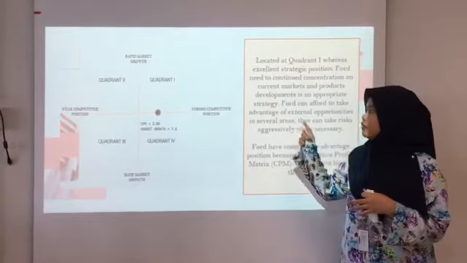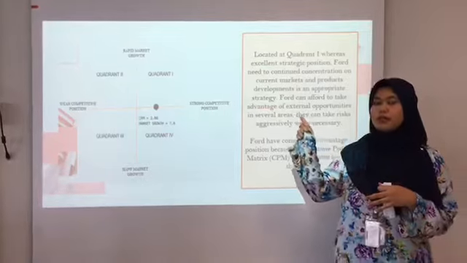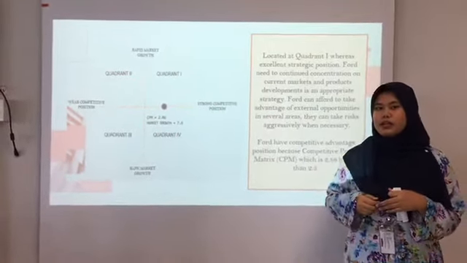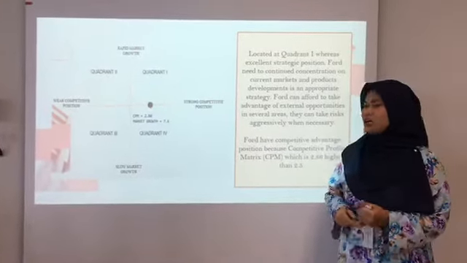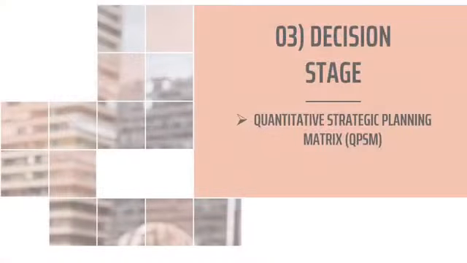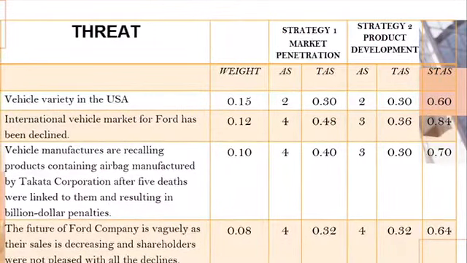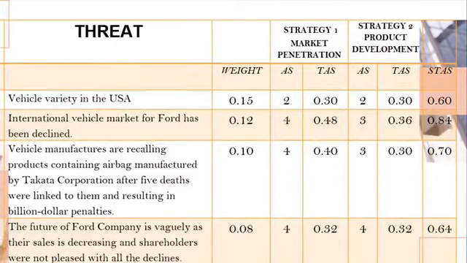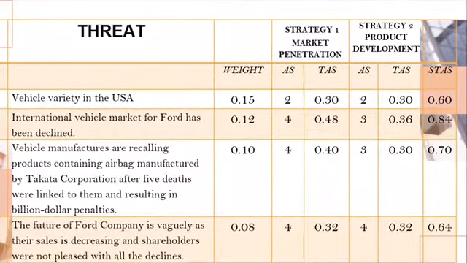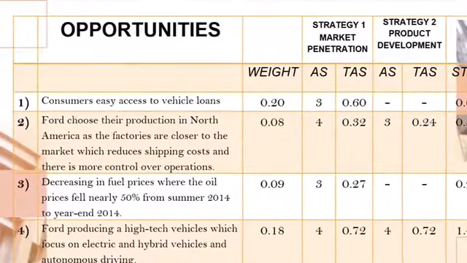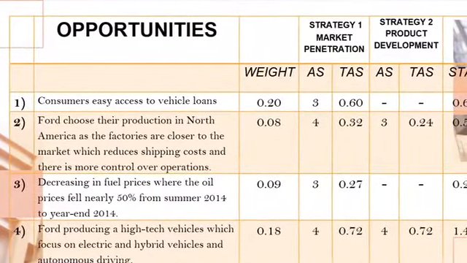If the company has less than 2.5, the company has a weak competitive position. So basically, Ford has a good competitive position in the industry. For the QSPM matrix, we categorize into four: opportunities, threats, weaknesses, and strengths. In these four categories, we have two strategies: strategy 1 is market penetration, strategy 2 is product development, which we get from the matching stage.